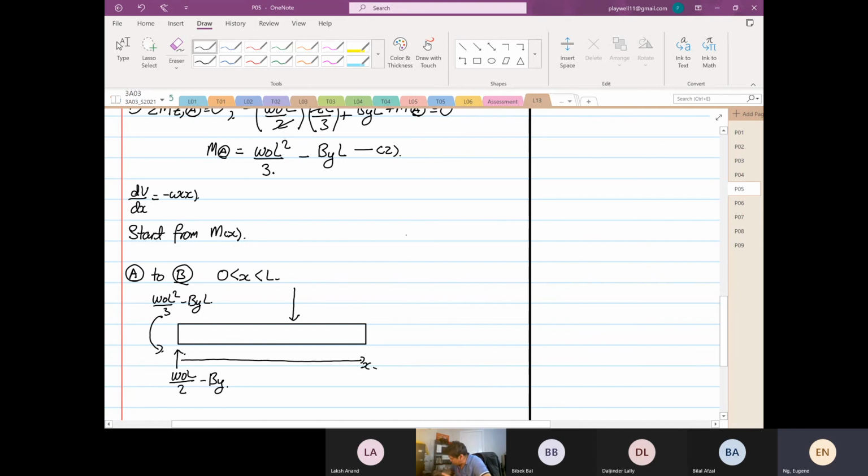To find the equivalent load, let me do some side work. Over here, this is X, this is omega, and this is omega naught, and this is L. The equation of the line is omega as a function of X is equal to omega naught over L X. So the omega equivalent is equal to omega naught X squared over 2L, and the distance from here to here is X over 3.